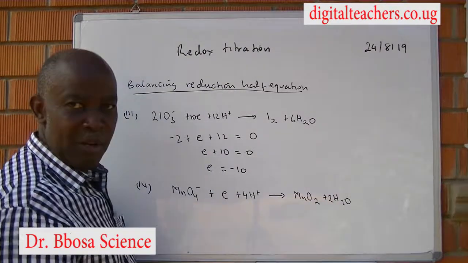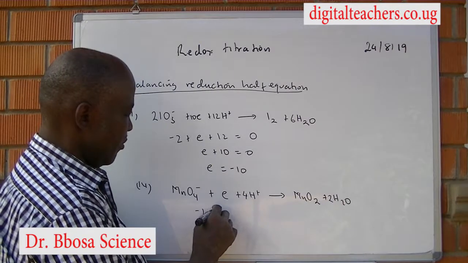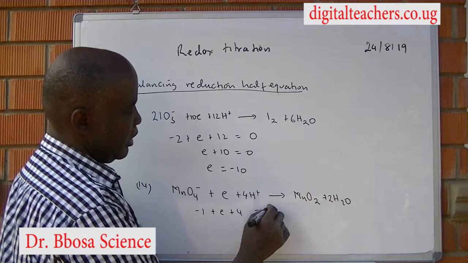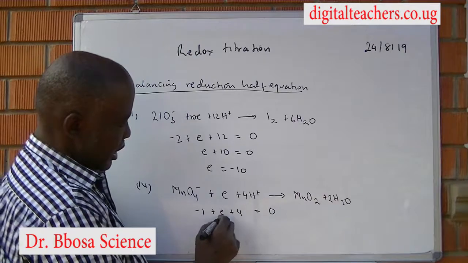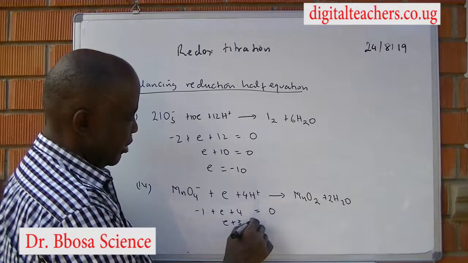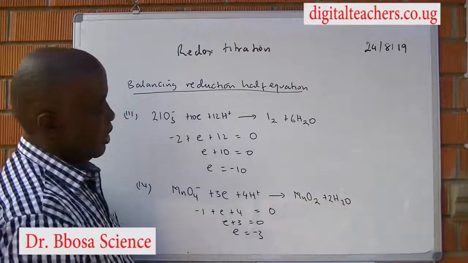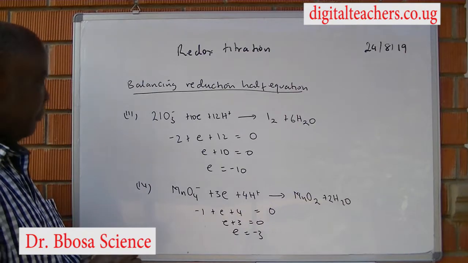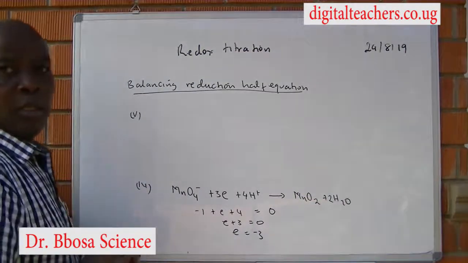After balancing the number of atoms, then we balance the charges. This is -1 plus electrons plus 4. 4 times 1 is equal to 0. Then E plus 3 is equal to 0. Then E is equal to -3. So we put a 3 there. 5.